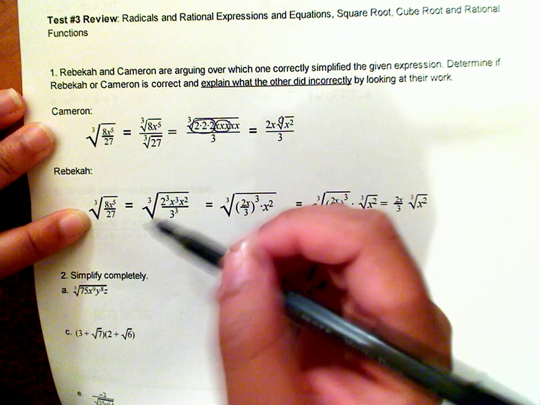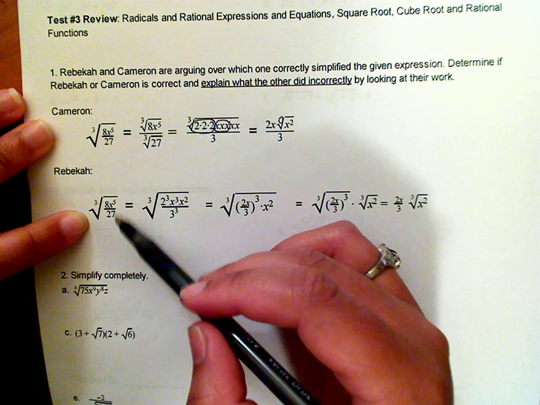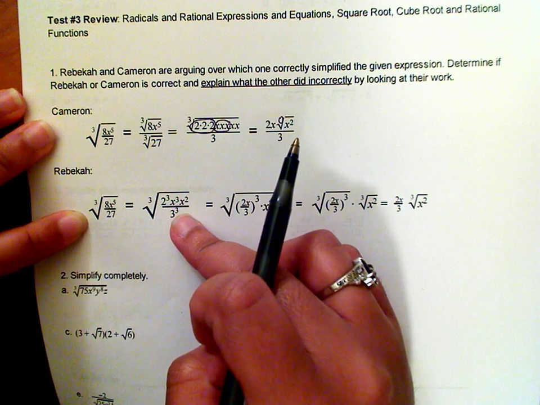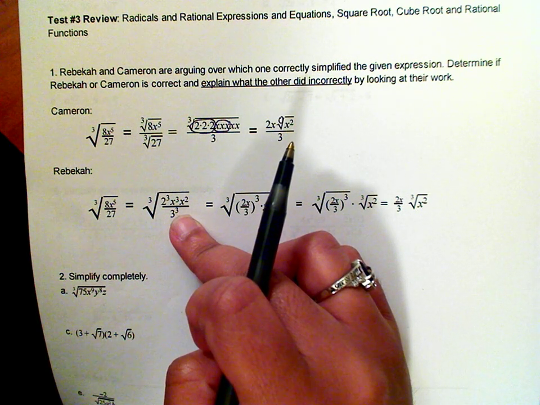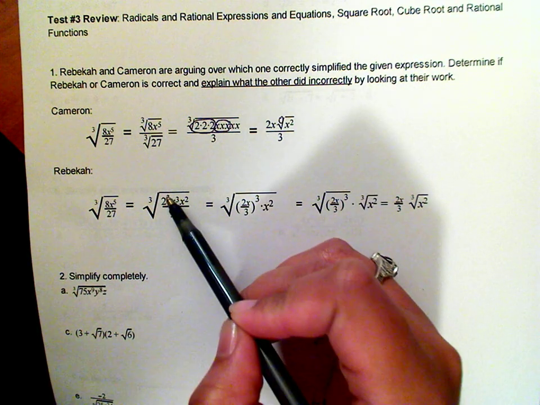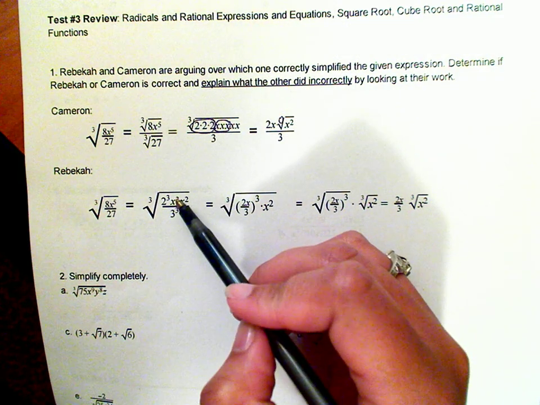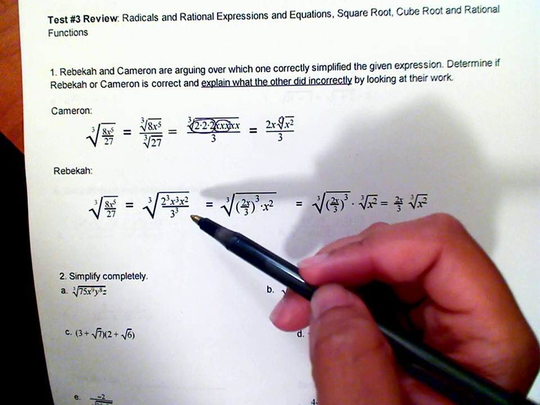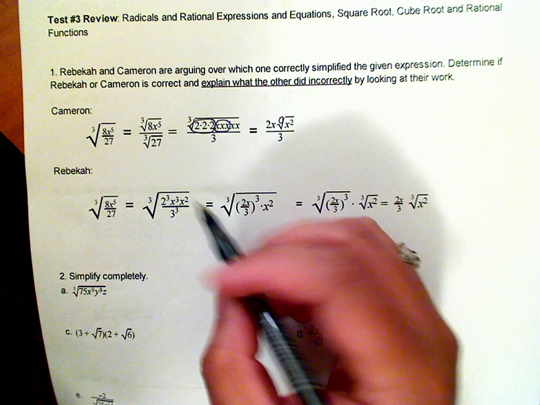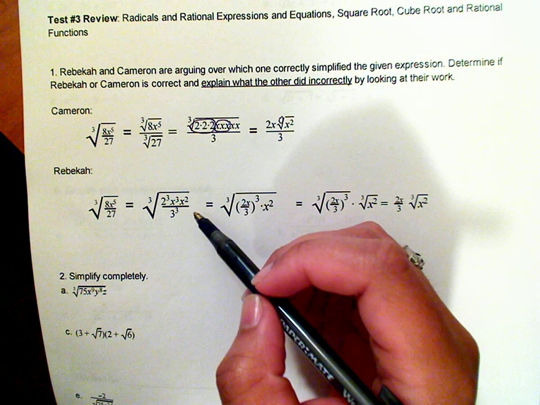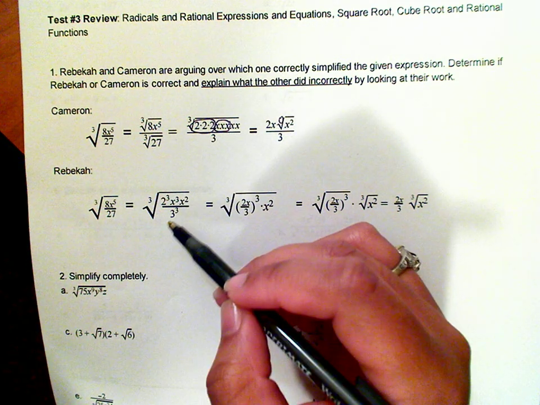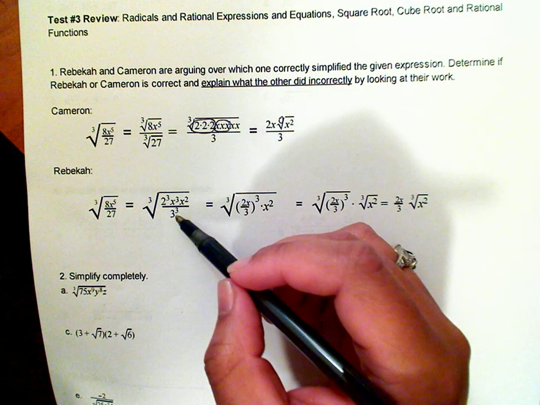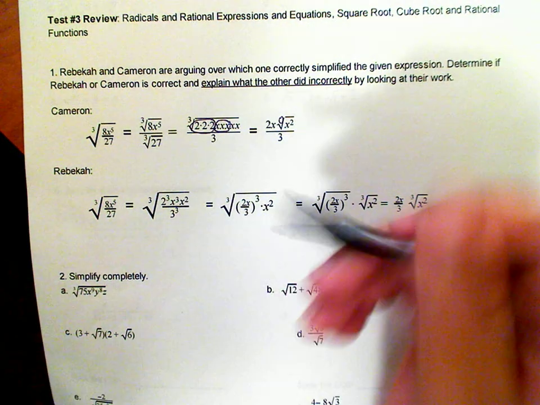So now let's take a look at what Rebecca did. So same problem, cube root of 8x to the 5th over 27. Then Rebecca broke it up into the factors with exponents. So 2 to the 3rd, which is 8, times x cubed times x to the 2nd power. So we know that x cubed times x to the 2nd power gives us x to the 5th because we add exponents, and 3 plus 2 is 5. So that's correct. And then she broke 27 down into 3 cubed. So that's correct. So she factored everything correctly.